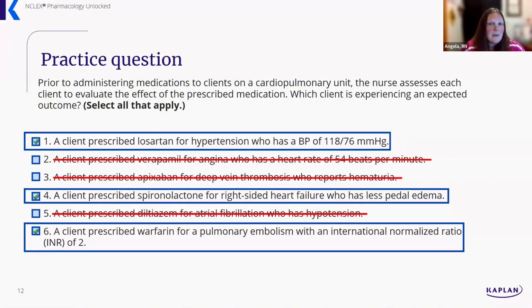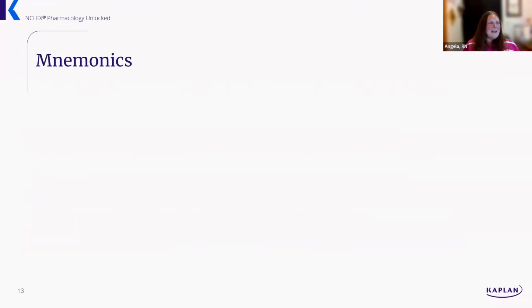And I did see a question about the answer choice for number 4, so I'm just going to touch on that briefly before we move forward. So we're looking for expected effects. If somebody's taking spironolactone and now they have less edema or less swelling, I'm going to say that medication is doing what I expect. I would expect to see that. So that's why we've selected 4. You guys did great with that. I'm so excited.